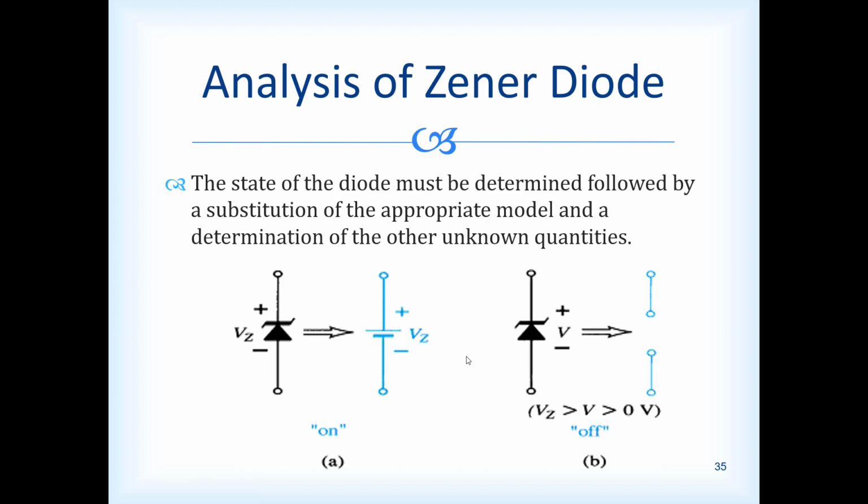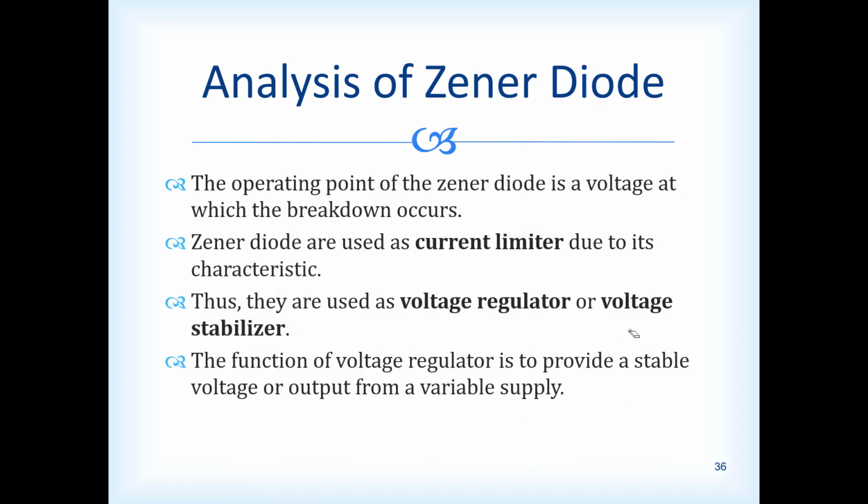Analysis of the Zener diode. The state of the diode must be determined, followed by a substitution of the appropriate model. As in forward bias, when the Zener diode is on, it will be like a voltage supply. When the Zener diode is off, it will be like an open circuit. How does it work when it is on, and how does it work when it's an open circuit? We'll see that after this.